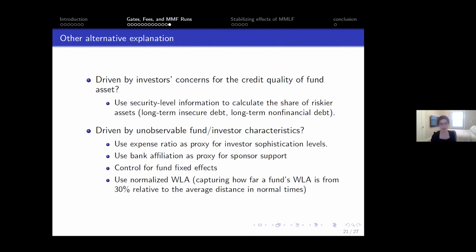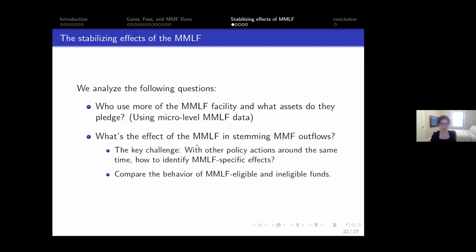So we also address a bunch of other alternative explanations to show the robustness of our results. And next, in the second part of the paper, we try to show the stabilizing effects of the Federal Reserve intervention, namely the MMLF. We first show who uses more of the MMLF facility and what assets they pledge, using the macro level MMLF data. And we also identify the effects of MMLF in stemming money market fund outflows by addressing the key challenge here, that is other policy actions around the same time.